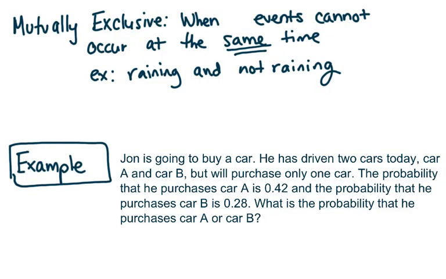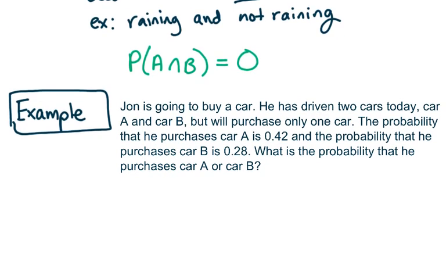Mutually exclusive. So mutually exclusive is when events cannot occur at the same time. So an example of that would be like raining and not raining. It can't rain and not rain at the same time. So for mutually exclusive events, the probability of A and B happening is going to be 0 because they can't happen at the same time.